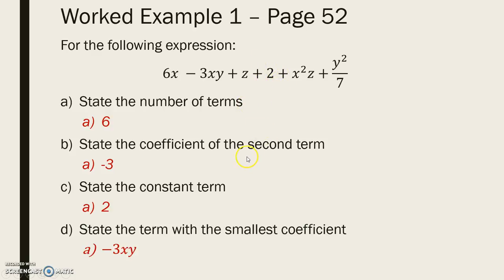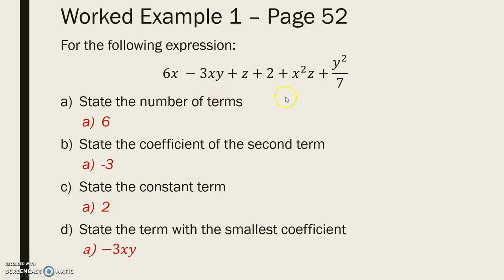And D, state the term with the smallest coefficient. So the smallest doesn't mean the smallest magnitude, it means smallest on our number line. So that means negative numbers. So the only one with the negative one here is -3. So the term we're looking for is -3xy.